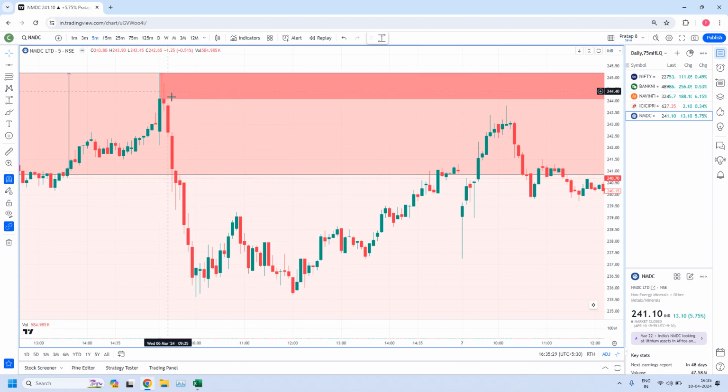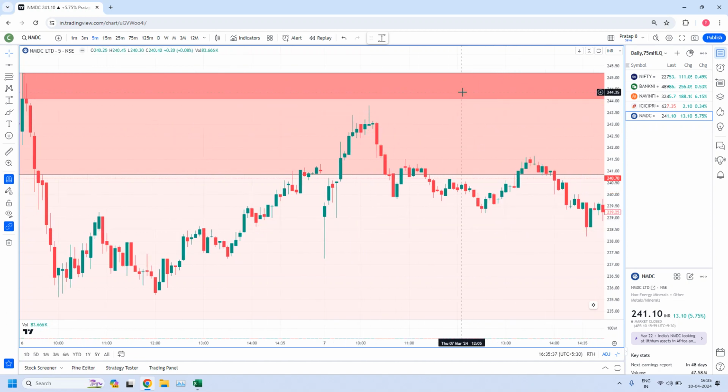The type 3 adjusted zone. So that's why we want to take a trade here. We have confidence that there will definitely be strong order flow.